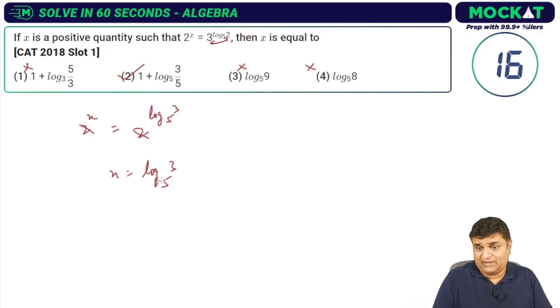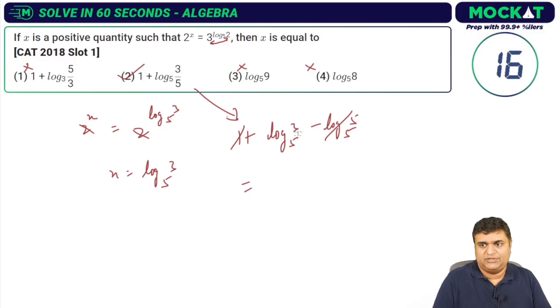In case you're wondering as to how to get this, right? So 1 plus log 3 by 5 to the base 5, right? Log a by b is log a minus log b. So log 3 to the base 5 minus log 5 to the base 5. This is what this is. So log 5 to the base 5 is 1 and 1 minus 1 is 0. So you're just getting a log 3 to the base 5, right? That's what x value is. Therefore, option 2 over here is the answer.